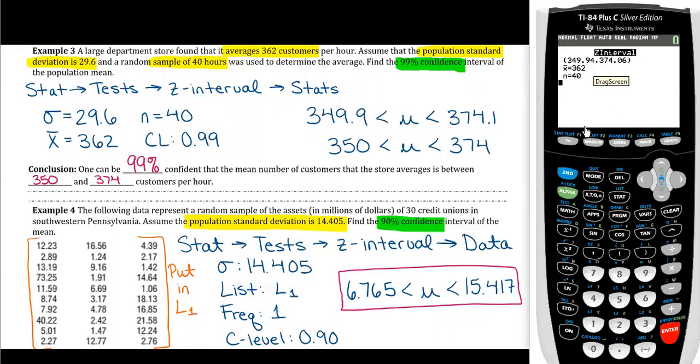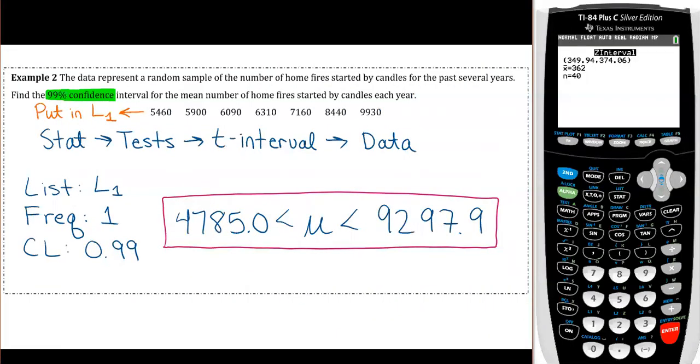Okay, so let's see. Example 4, I'm gonna skip that one because I don't wanna put all of those numbers into a list. So I think I pulled another one here. Yeah, let's do example 2 from section 7.3. So this will be a T interval one, and it'll be the data type of problem. Okay, so whenever you have a list of the data, that's where you're gonna start. So you need to put that into a list in your calculator.